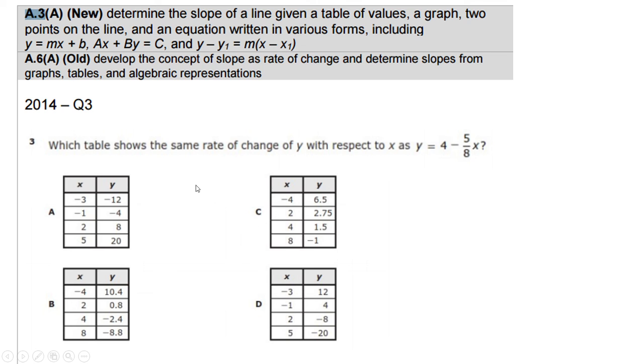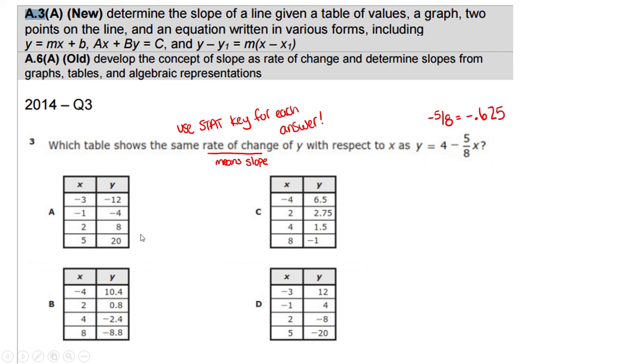Okay? Now, this question says, which table shows the same rate of change? We need to know that rate of change means slope. Slope is the number that's in front of x. It's also helpful to know that this negative 5/8 is negative 0.625, because here's what we're going to need to do. We're going to need to type each one of these tables into our stat key and then see which one has negative 0.625 as my slope.